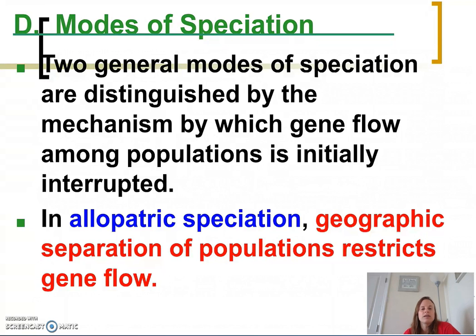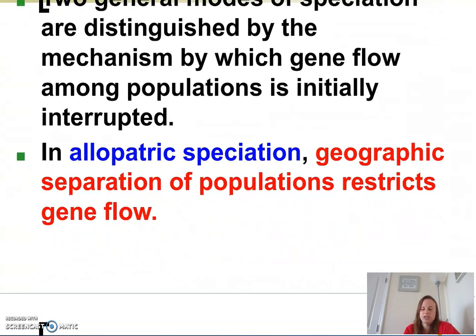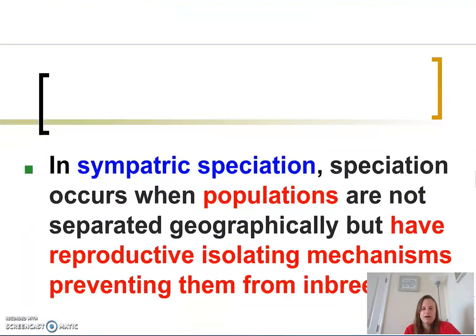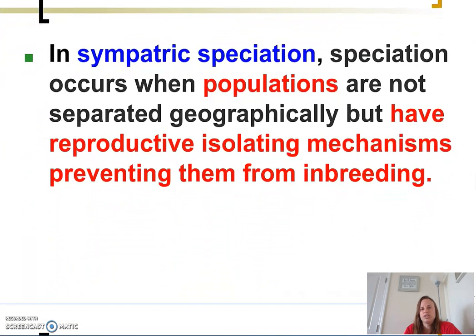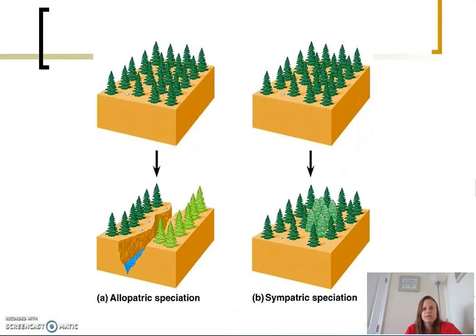So in general, allopatric speciation is when geographic separation of a population restricts the gene flow, thus a new species will evolve. In sympatric speciation, populations aren't separated geographically, but there are reproductive isolating mechanisms that prevent them from interbreeding. So let's take a look at allopatric speciation in greater detail.